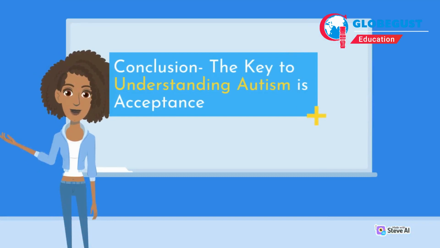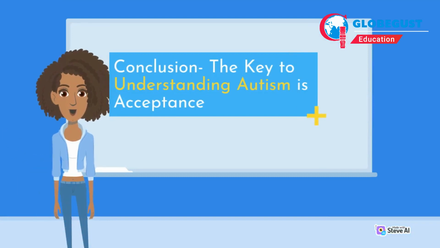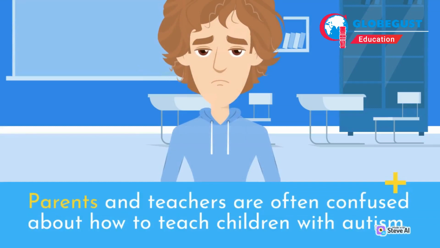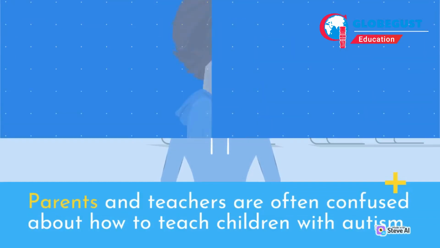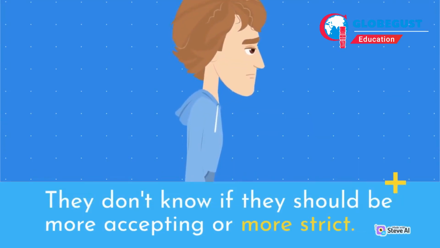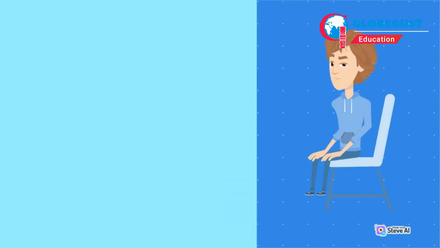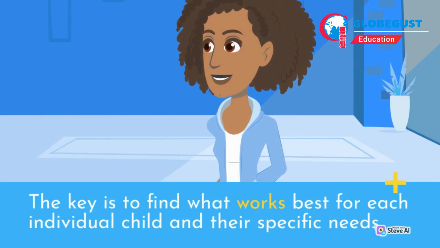Conclusion: the key to understanding autism is acceptance. Parents and teachers are often confused about how to teach children with autism. They don't know if they should be more accepting or more strict. There is no one-size-fits-all approach to teaching children with autism. The key is to find what works best for each individual child and their specific needs.